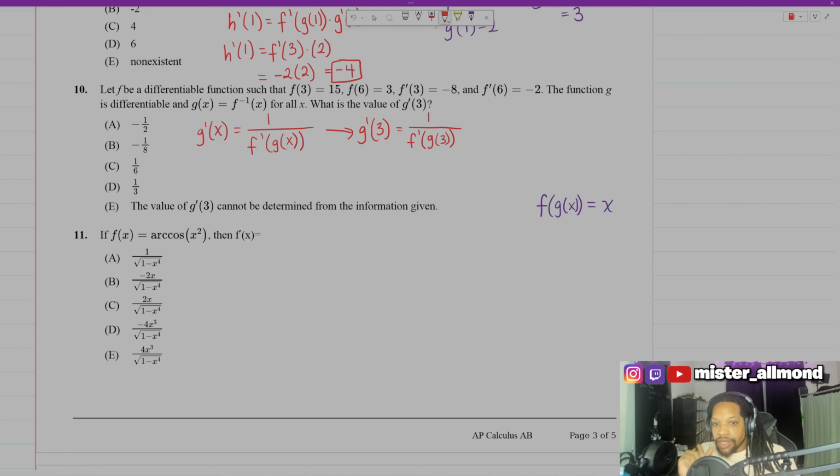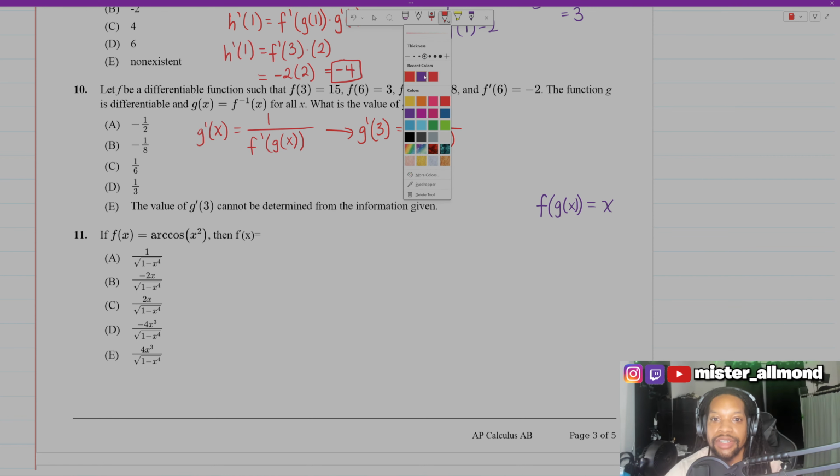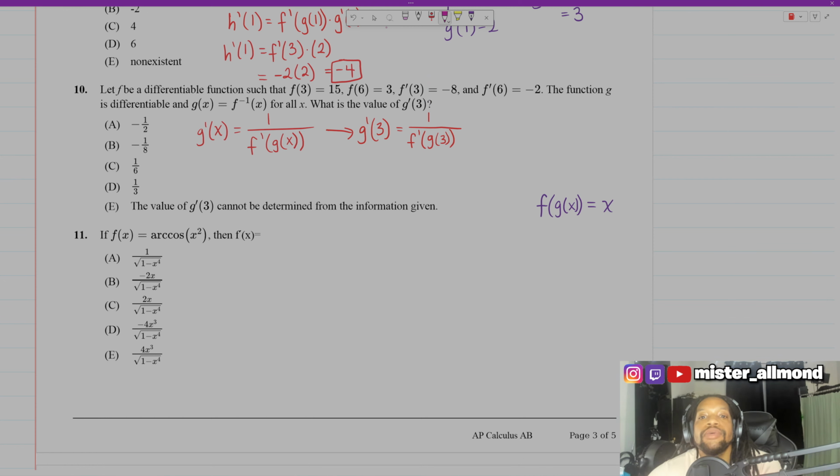Okay, so next we got to figure out what g of 3 is. And notice that they don't give us g of anything. But we have to use the fact that f and g are inverses. That is what I would consider the hard part about this problem. For g, 3 is my input, so I'm looking for something that has 3 as an output. So I'm looking here.